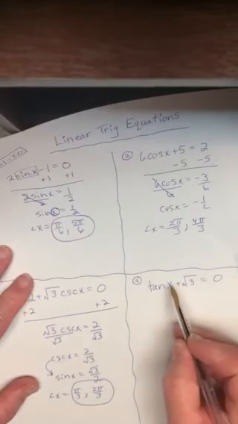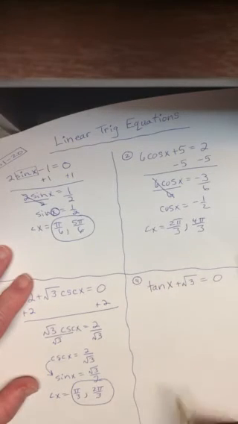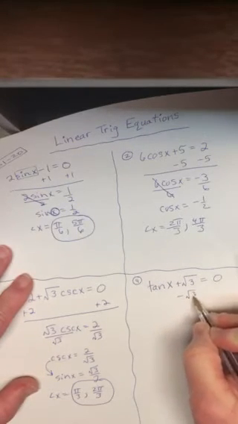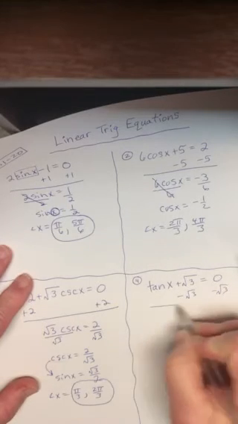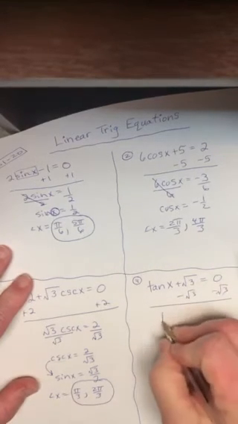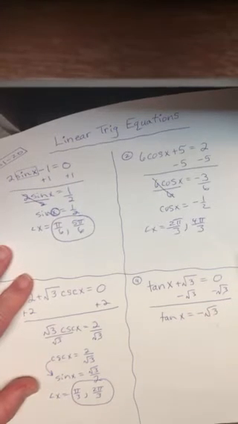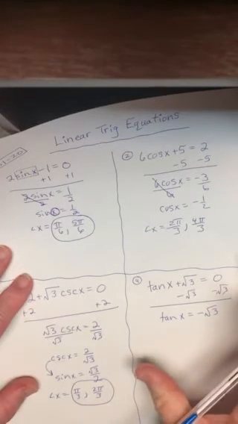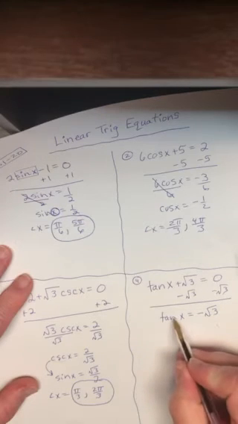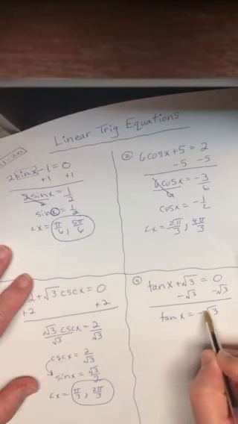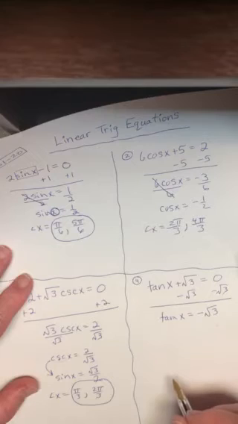Of course, if we're trying to get the trig word to be by itself, I'm going to subtract over the radical 3. He's gone. I've got tan x equals negative radical 3, and I'm done. So the question becomes, when does tan equal negative radical 3? Now, we got a problem here, don't we?